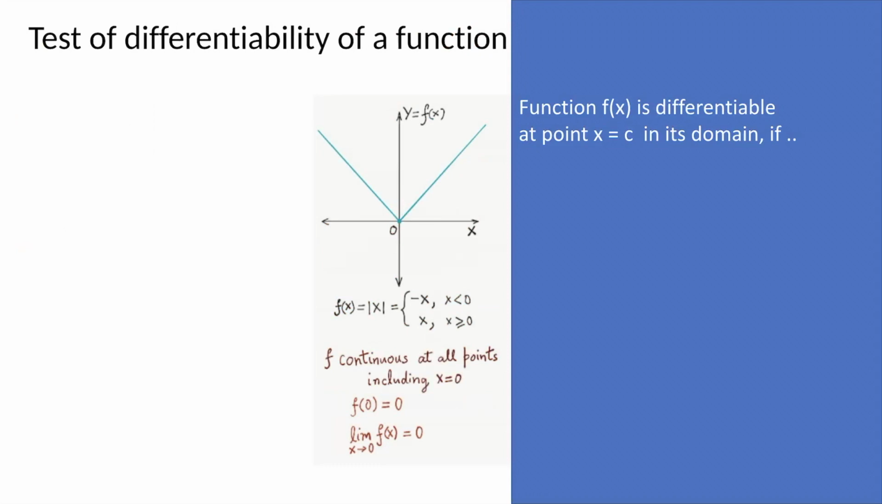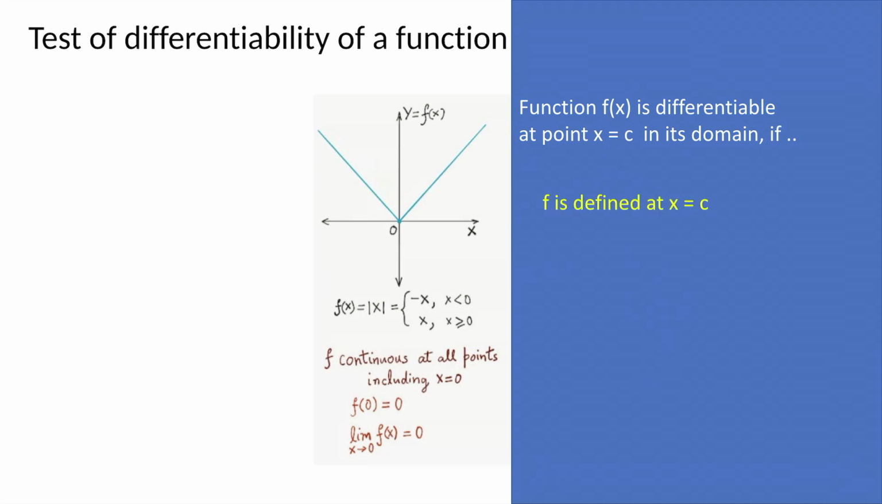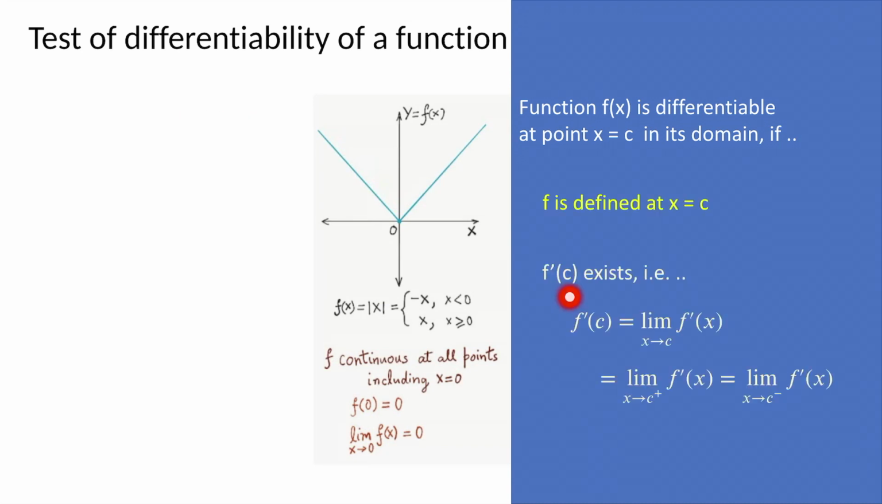Finally, let us try to apply some mathematical rigor. Okay, we take this good old modulus function that we have seen earlier. We formally define differentiability. What do we mean when we say a function is differentiable at a particular point in its domain? Well, it should be defined at that point, and it should have a unique slope at that point, which means that f prime c should exist for it to be differentiable at c, which basically means that these two limits should be equal.